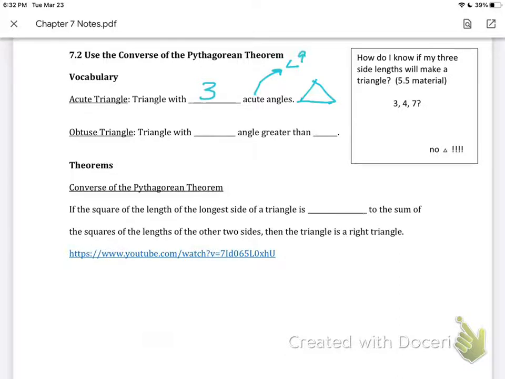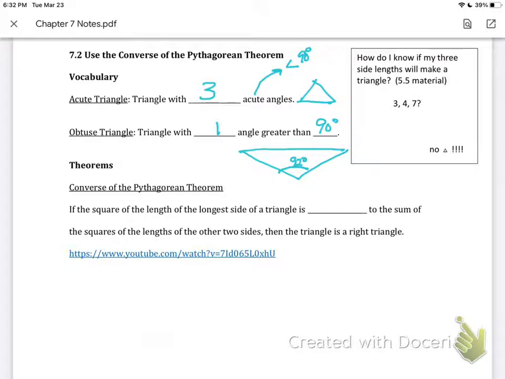than 90-degree angles. Okay, an obtuse triangle is the other extreme. It's a triangle with one angle greater than 90 degrees. So this could look like an obtuse triangle. Okay, let me say that this angle, make this 92 degrees. That makes that an obtuse triangle.